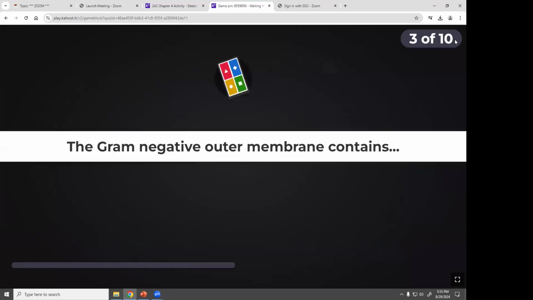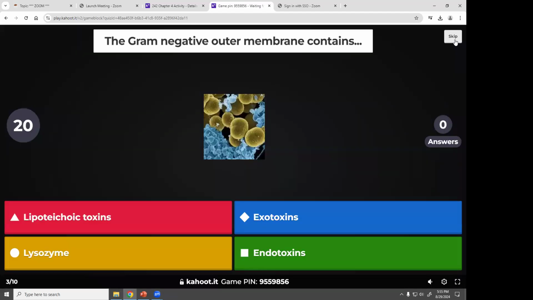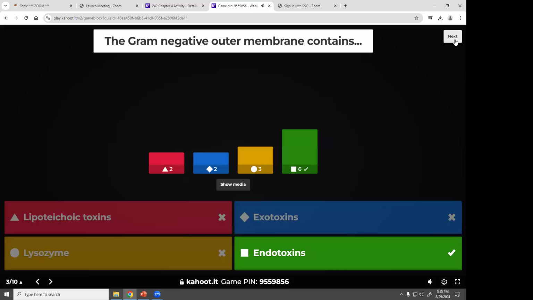All right, gram-negative outer membrane contains which? Okay, so endotoxin is the correct choice. This is one that, if you don't know the bacteria as well as I do, you probably have to revisit your notes on at this point, but that's okay.